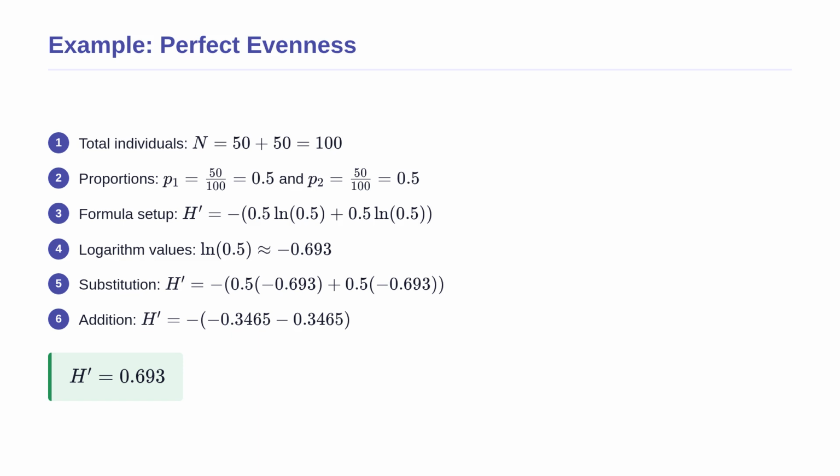We plug these into our formula, multiplying each proportion by its natural logarithm, which is roughly negative 0.693. After doing the math and applying the negative sign, we get a final index of 0.693. This represents the maximum possible diversity score for any two-species community.